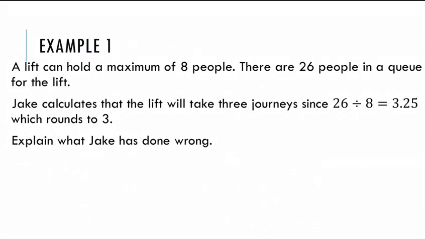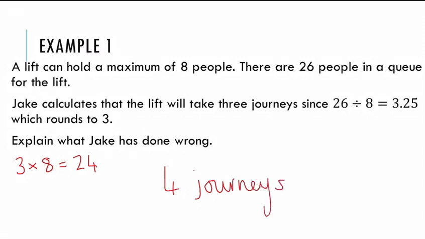So Jake is right and he's rounding here. However, if I multiply the 3 lift journeys by the 8 people that can take it, that only gives me 24 people. So if I only take 3 lift journeys, only 24 people can take the lift, but I have 26 people, so there's 2 people left over. Why this has happened is because 3.25 is part of a lift journey. The 0.25 tells me that is part of a lift journey, but we cannot take part of a lift journey. If 2 people need to take the lift journey, they must take it. So we need to round up in this case to 4 journeys. We need to take that extra journey. Even though only 2 people will be in the lift, we still need to take it.